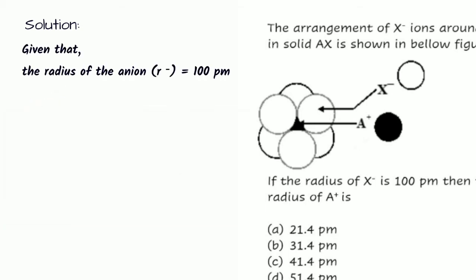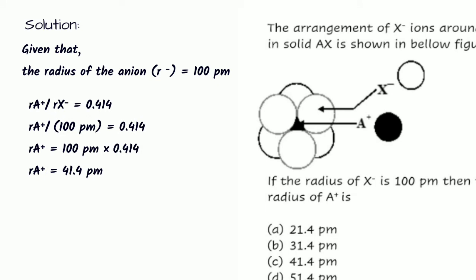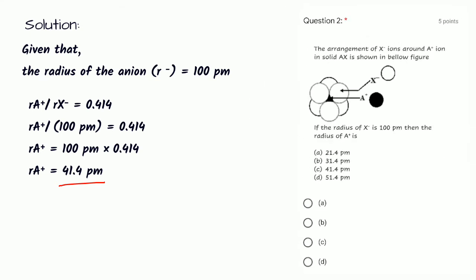So we can write r A positive divided by r X negative is equal to 0.414, and we have the value of radius X negative, which is 100 picometer. We can put this value in that equation, and by using simple cross multiplication we get the value of r A positive. That means the radius of the A positive ion is equal to 0.414 into 100 picometer, that means 41.4 picometer. So option C will be your correct option. Understand?